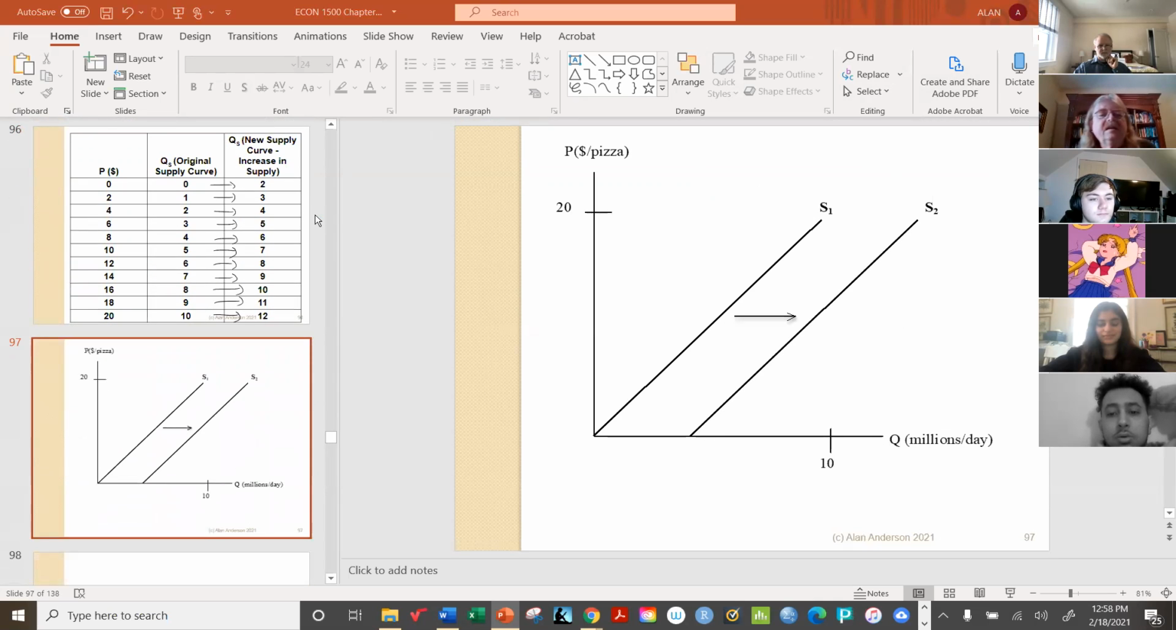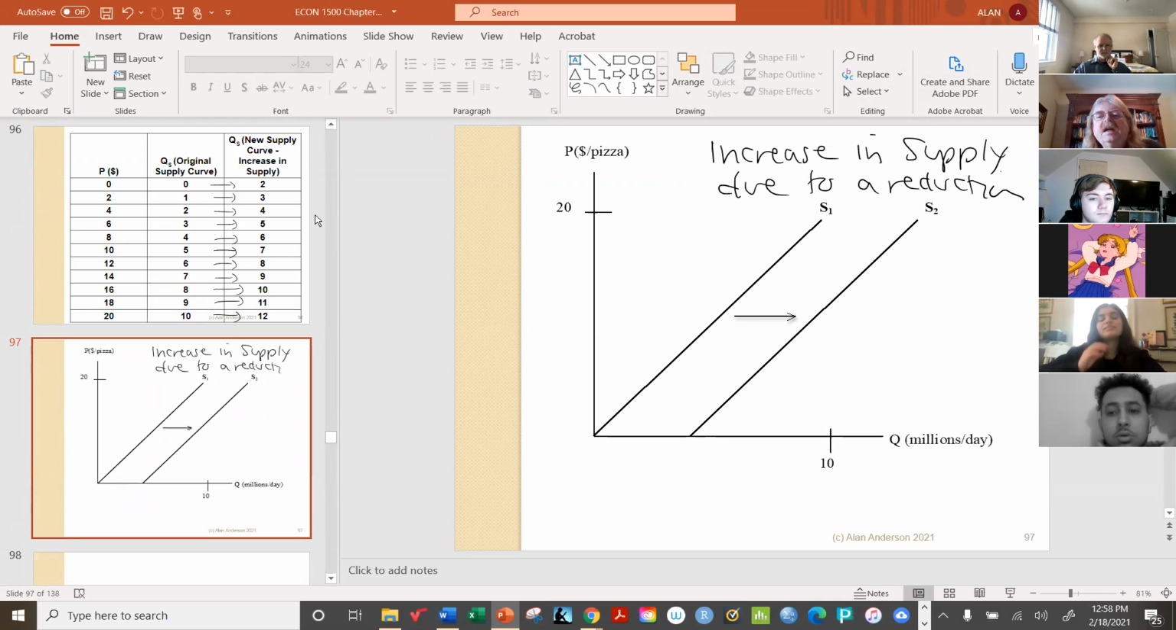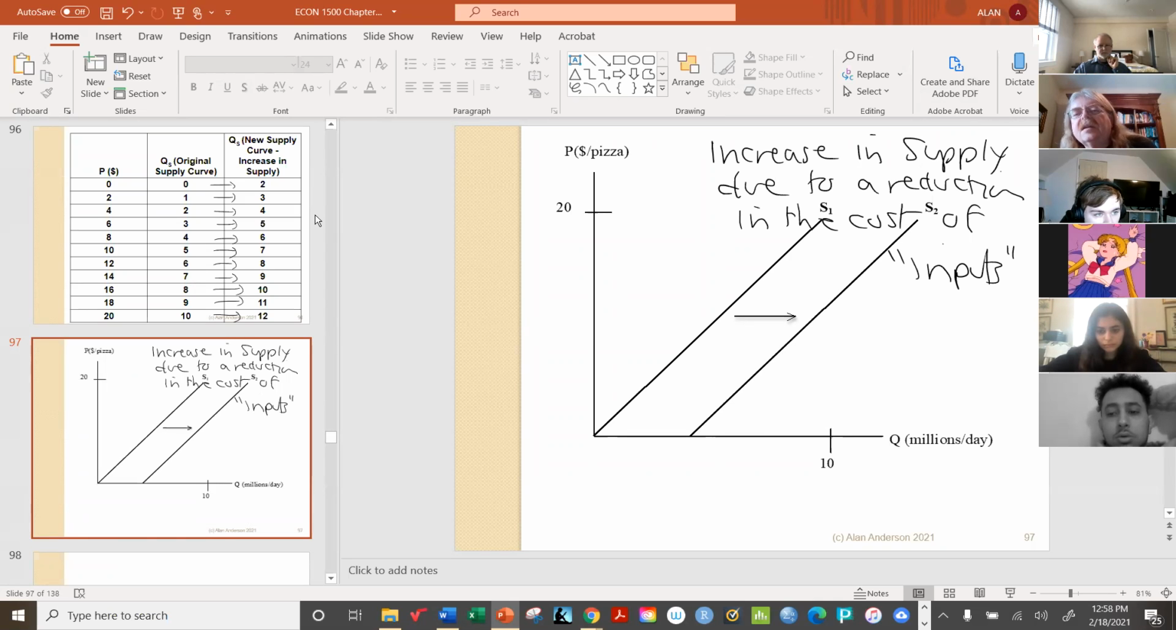There we go, to the right. So this is an increase in supply, and it's caused by a reduction in the cost of what we call inputs, meaning inputs into the production process. In this case, it's the tomatoes, because obviously you need tomato sauce to make a pizza.